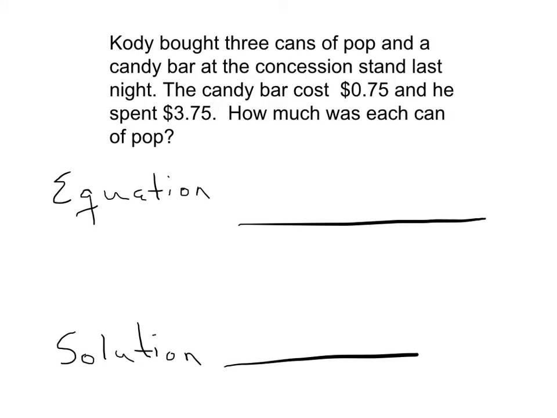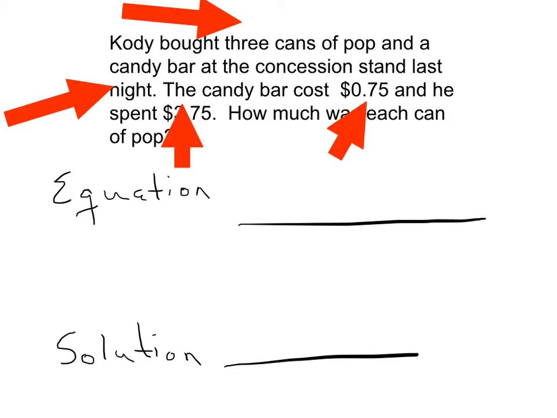All right, Miss C is helping you sketch these in art class. How do you find the clues? You need to find your clue words. They bought 3 cans of pop. He bought a candy bar. How much did the candy bar cost? That's important. And then look at that. We have a total.